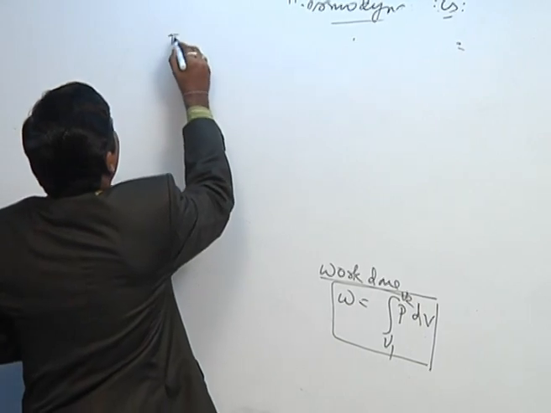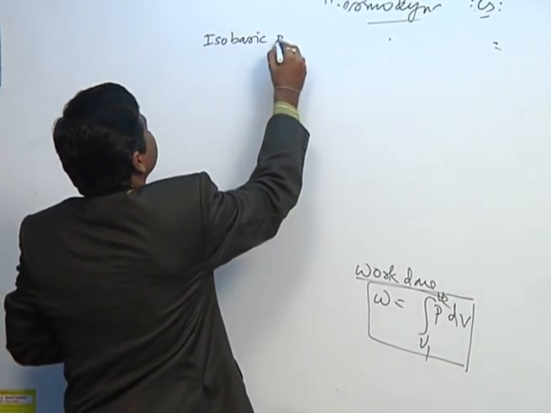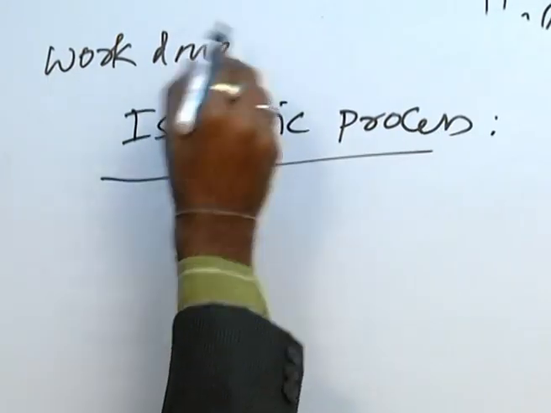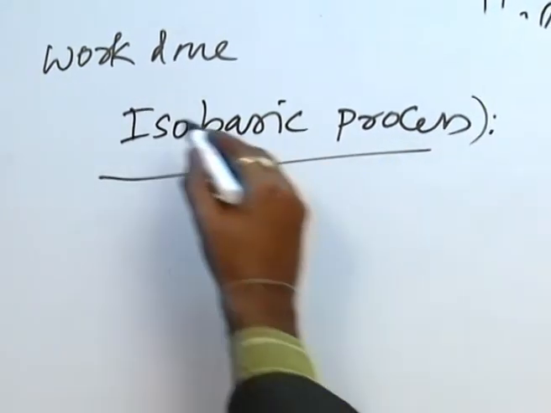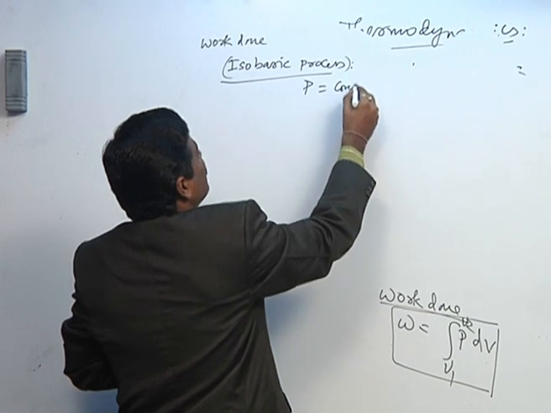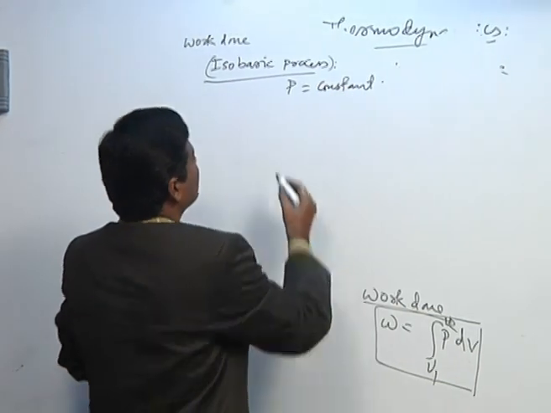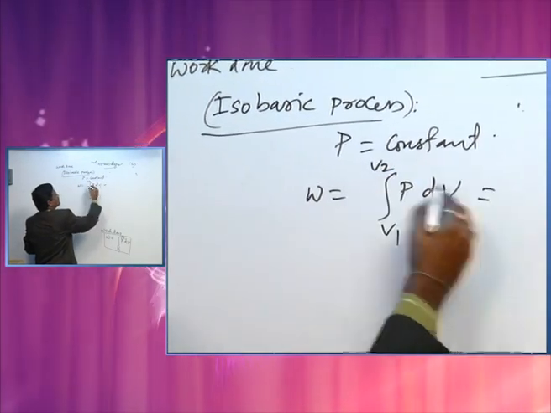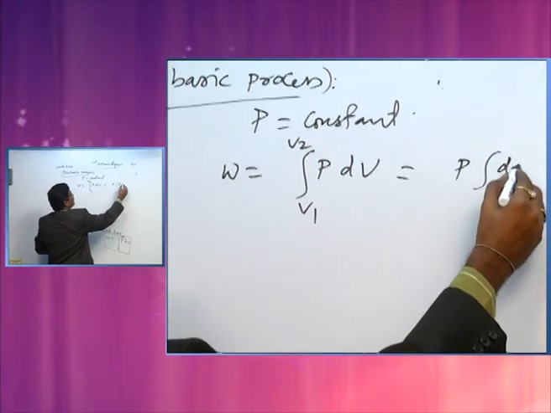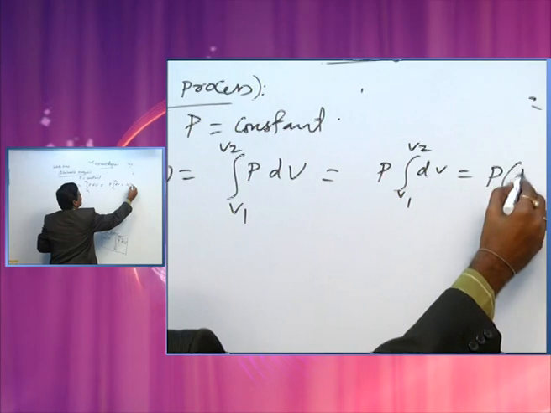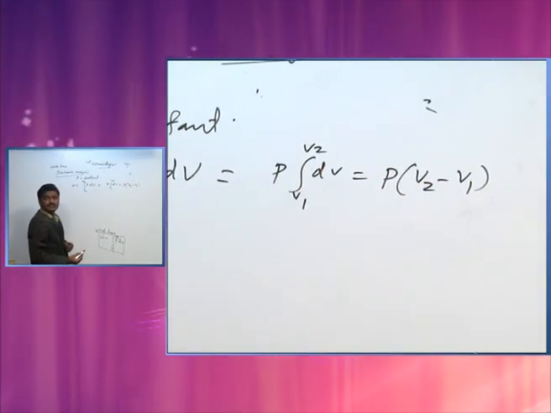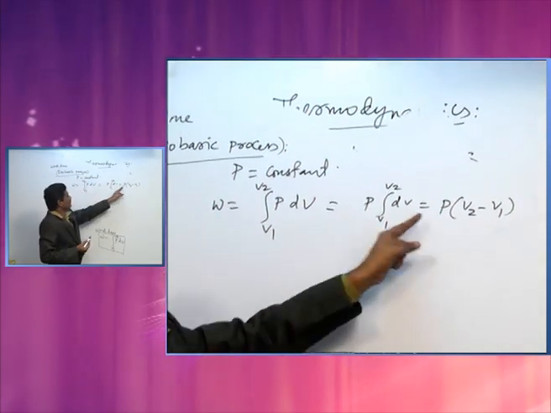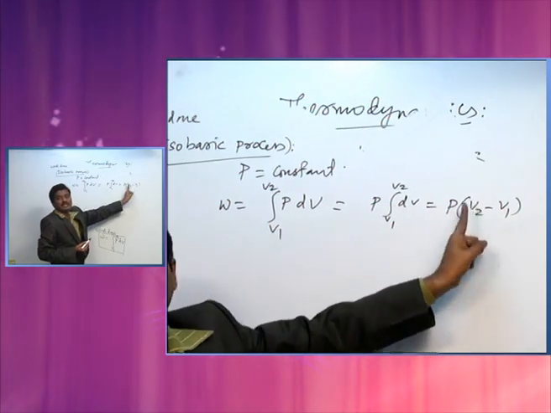First, isobaric process. Now, we are going to discuss how the work done changes in different processes. How can you take this isobaric process? In this process, pressure is constant. Then, W is equal to integral P dV, V1 to V2. So, pressure is constant, we take it outside, integral dV from V1 to V2, this is equal to P into V2 minus V1. So directly, if the process is an isobaric process, work done by the system is W equal to P into (V2 minus V1).